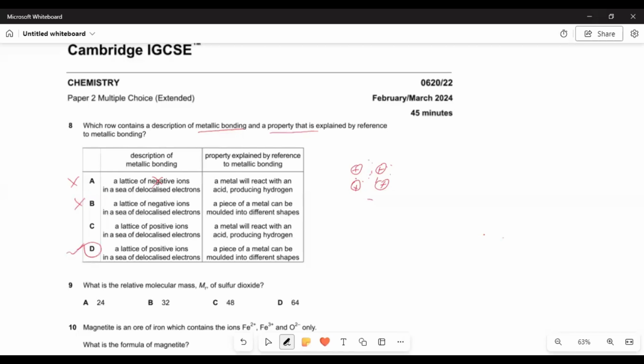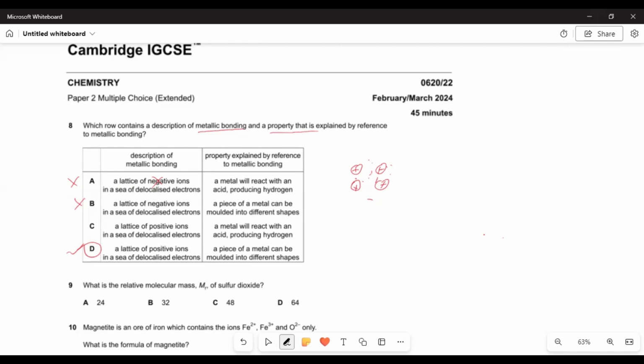So why is this correct? Although both of these statements are correct, this is not correct as per the question, because they are asking about the description and the property that is explained by reference to the metallic bonding. So this chemical behavior is not related to the bonding. Not all metals produce hydrogen gas with acid. Okay, although all have the same lattice structure.